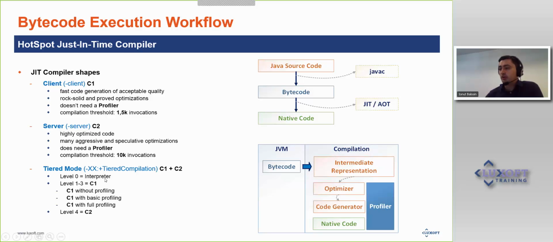It starts in the interpreter way. Right after that, we are going to switch into the C1, and during the C1 phase, we have many steps: C1 without profiling, C1 with basic profiling, C1 with full profiling. And right after that, after we are going through all of this, we are getting into the C2. This is a highly advanced way of optimizing the code.